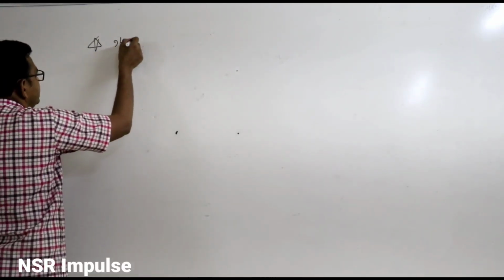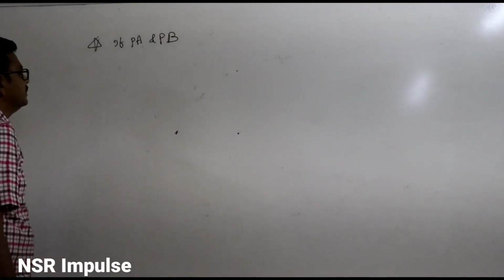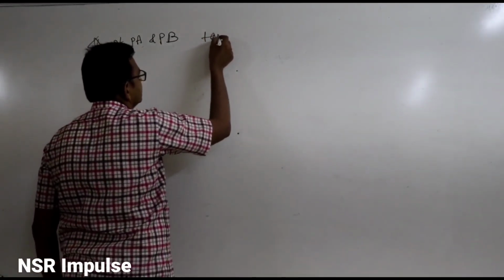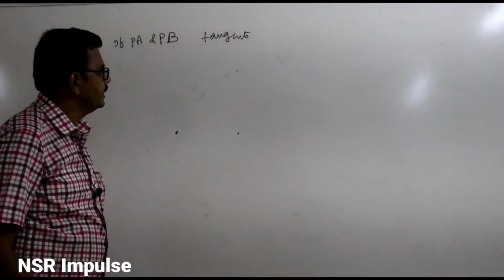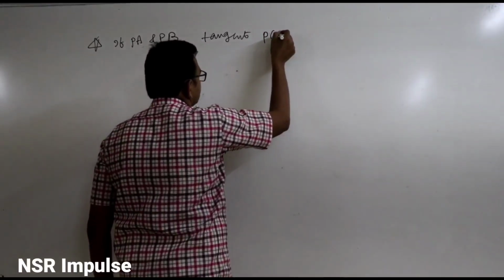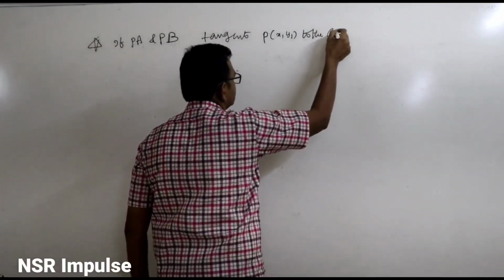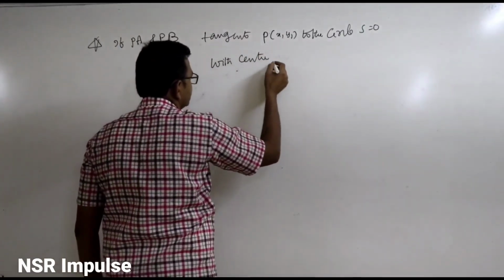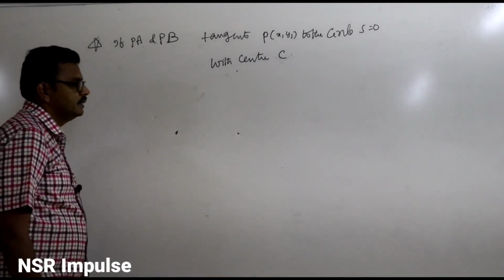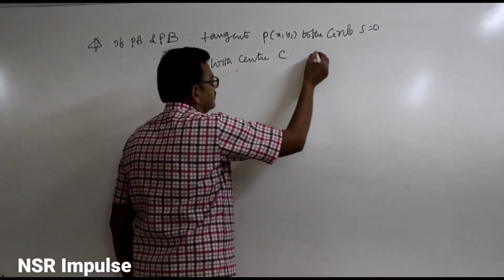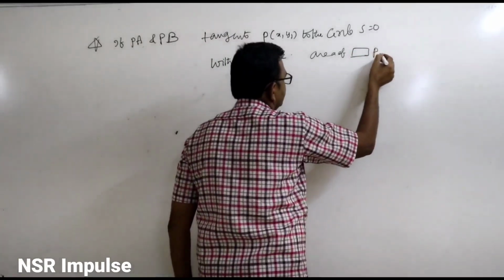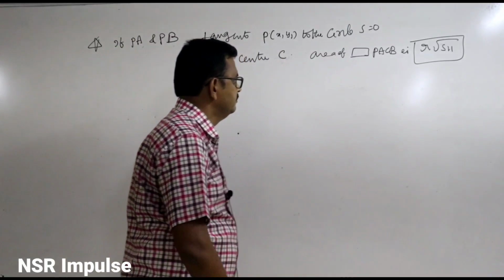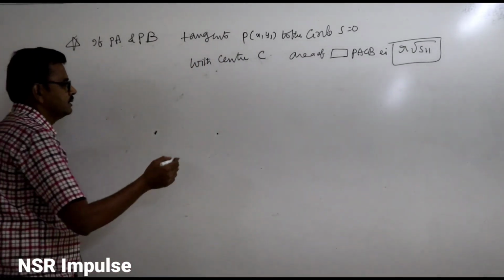Next point, if PA and PB are tangents drawn from the point P, x1 comma y1 to the circle S equal to 0 with the center C, then the area of quadrilateral PACB is R into root S11.